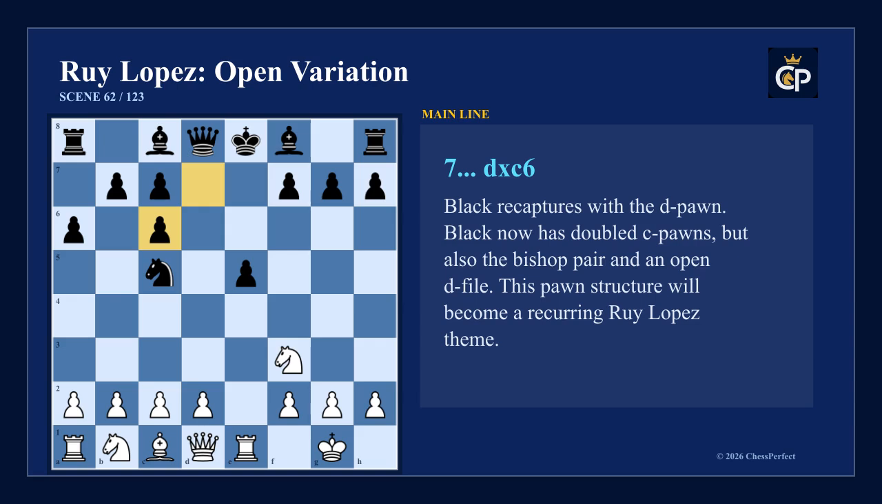D takes c6. Black recaptures with the d-pawn. Black now has doubled c-pawns, but also the bishop pair and an open d-file. This pawn structure will become a recurring Ruy Lopez theme.